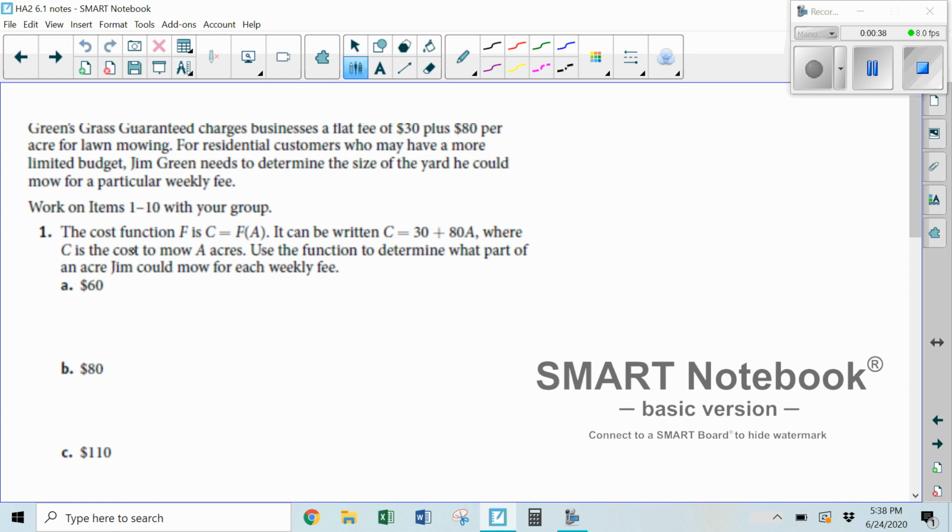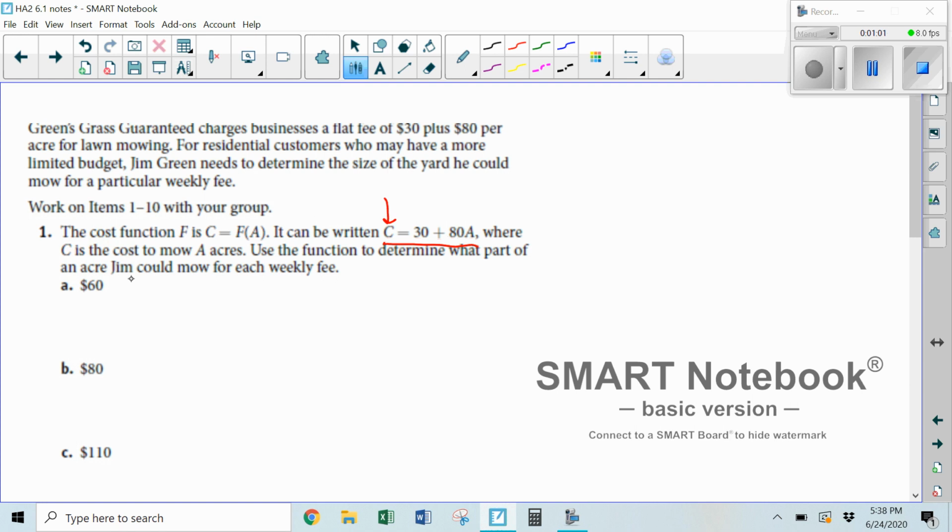Should be familiar with that function. We've been working with it quite a bit. Use the function to determine what part of the acre Jim could mow for each weekly fee. So here's what we have. We know the cost, and we're going to figure out how many acres he can mow. Is it more than 1, less than 1, or what fraction is it?